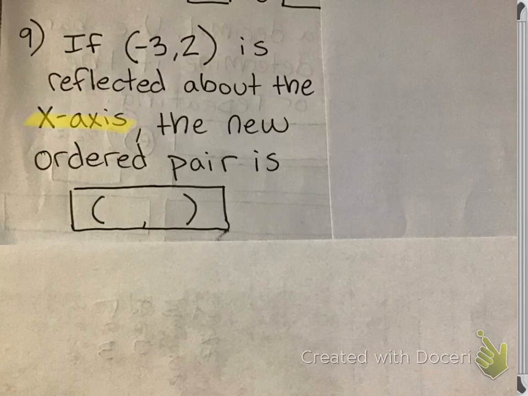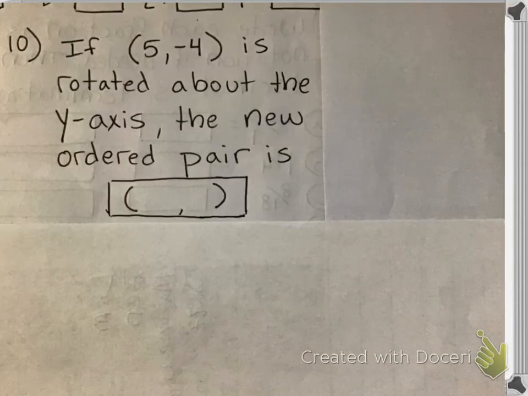So since we're flipping across the x-axis, Shiley, which one stays the same? Negative 3. And what happens to that other one? What happens, Emmett? It becomes a negative. Yeah, changes. Becomes a negative 2. It just changes. As such, the last one that we're going to look at is if 5, negative 4 is rotated about the y-axis. The new ordered pair is what?